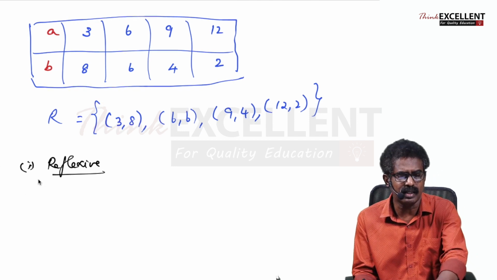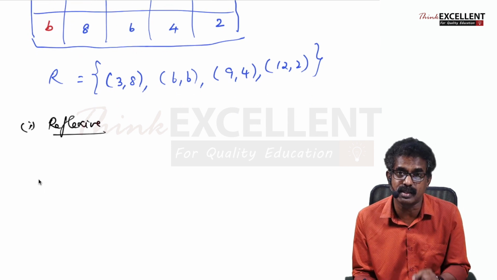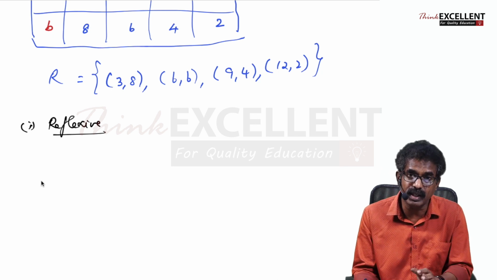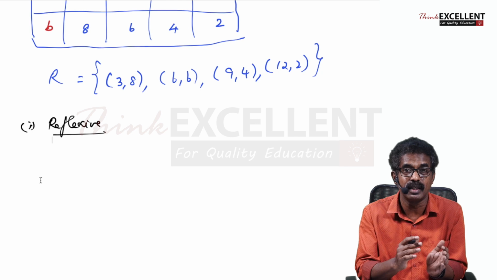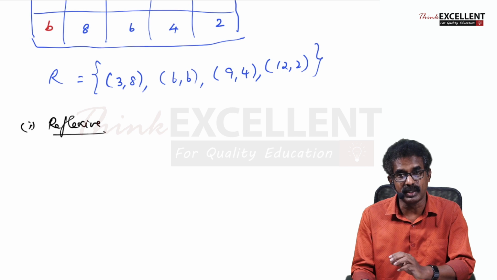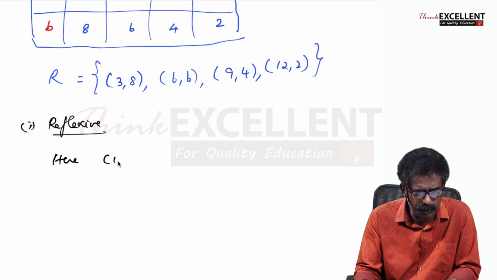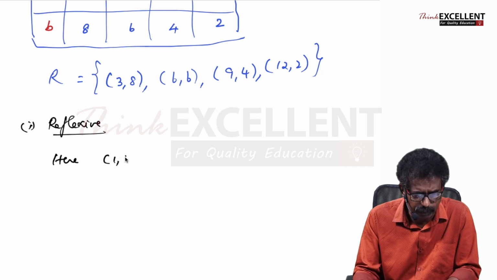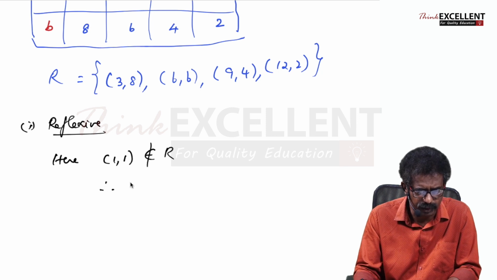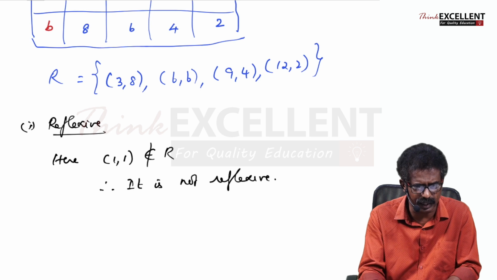So since it is not reflexive, just show one example which does not satisfy. If it is reflexive, you cannot write everything. In that case, you write in general form, A related to A, so it is reflexive. But if it is not satisfied, show just one example, that's enough. Here, (1,1), (2,2), (3,3), nothing is there, right? I'm going to write only (1,1). (1,1) does not belong to R. Therefore, it is not reflexive. To say it is not reflexive, even just one example is enough, right?